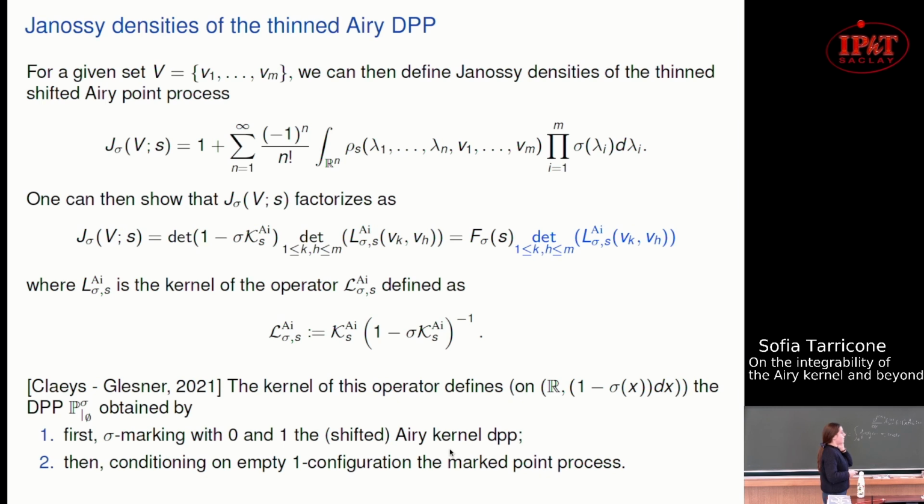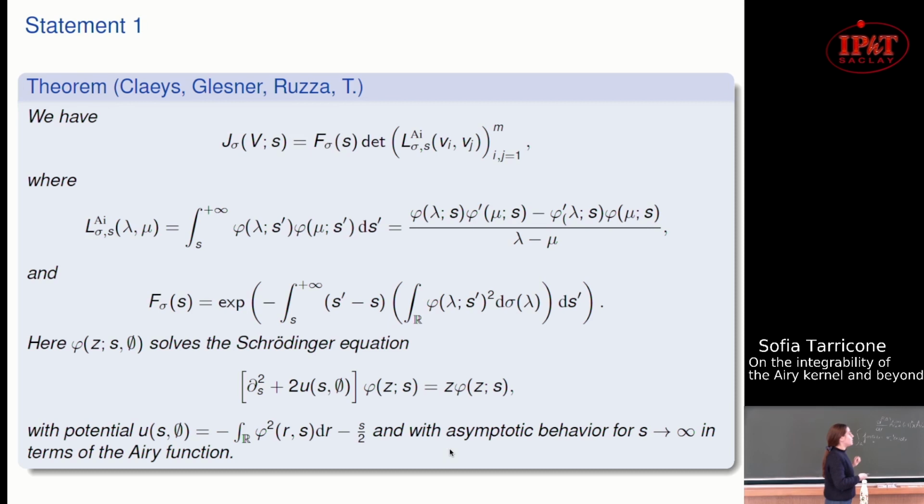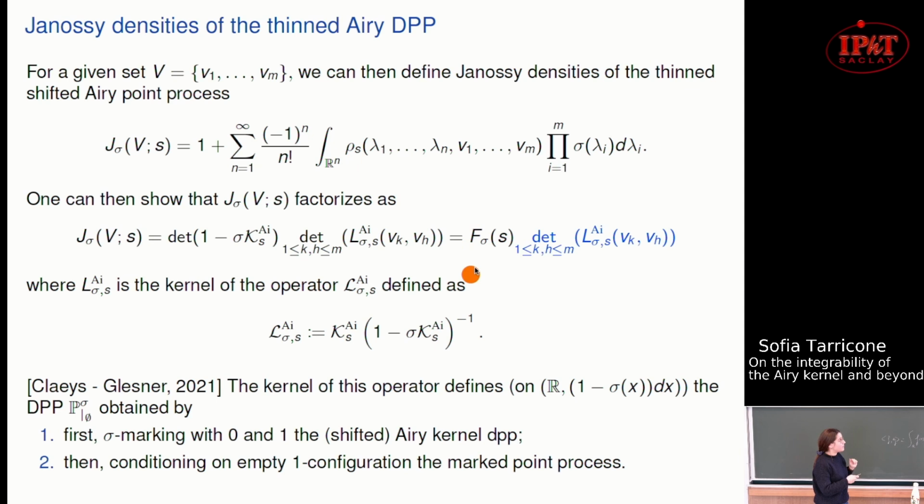And our point was that indeed you don't have only F sigma s, the Fredholm determinant that is defined uniquely in terms of a certain integrable system, so in terms of this function phi z s, but also this quantity here, J sigma v s, which is the n-th density of the thinned Airy process, is also encoded by this same integro-differential Painlevé II solution. And one can see this in two ways.